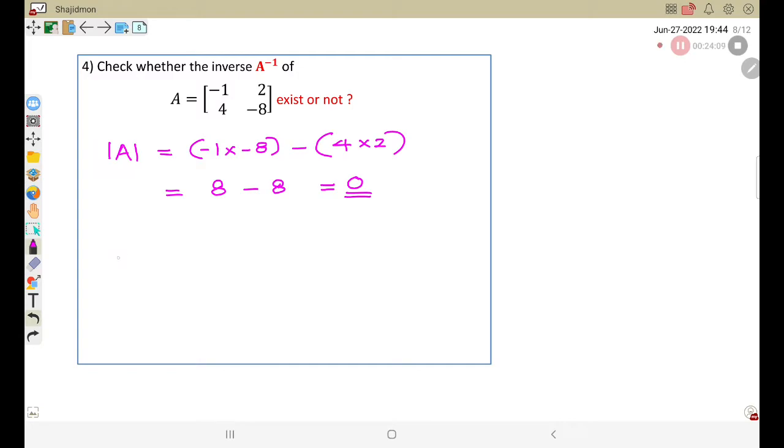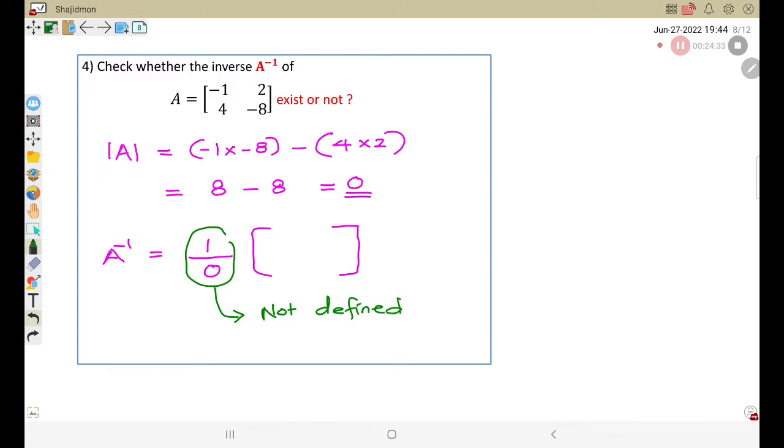Determinant 0 means what is happening there? The inverse doesn't exist, because you know in A inverse, we write 1 divided by determinant of A, 1 divided by 0, which is not defined here. Correct? The other parts are all okay, whatever, here it is not a matter. 1 over 0 is not defined. Correct? We can write this part is not defined, does not exist. So 1 over 0 does not exist. So determinant A 0 means the inverse does not exist. Correct?